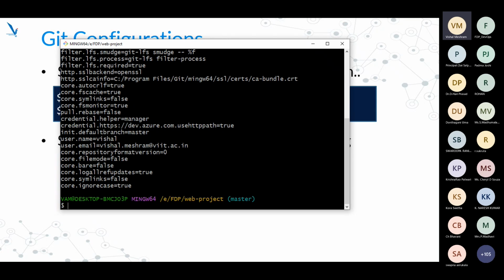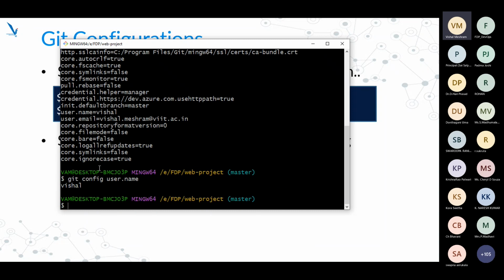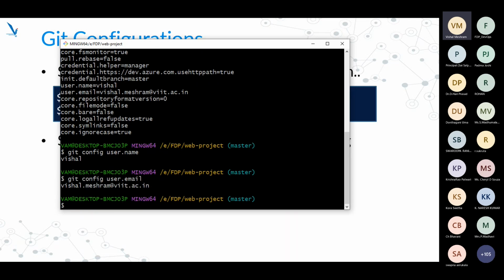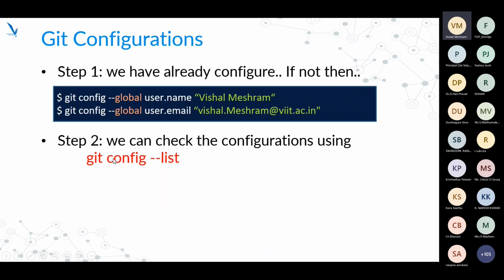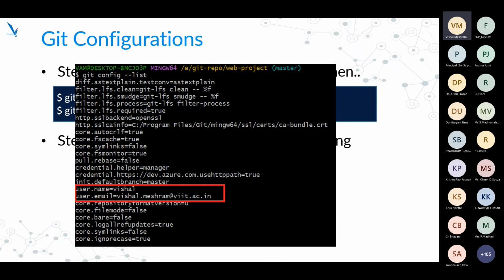Okay. And if you want to see, like, only user.name, see here, it is showing me the user.name configuration is Vishal. If I issue the command git config user.email, it will show me my email only. Okay, so these configurations are important, and these are the commands we can use, git config --list, to see all the configuration parameters. So this is the output I showed you.